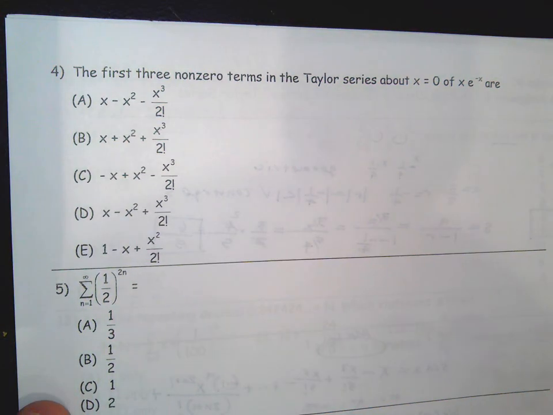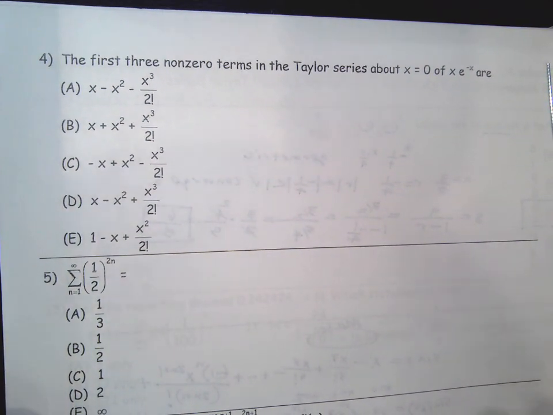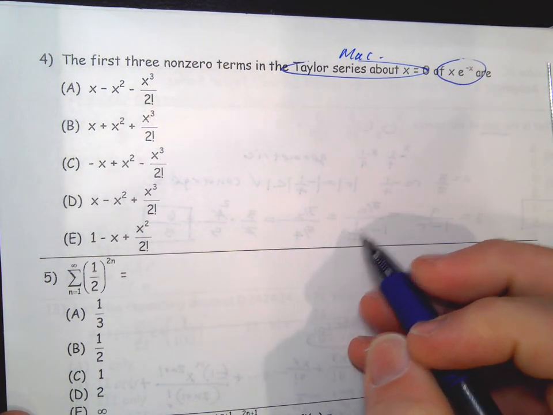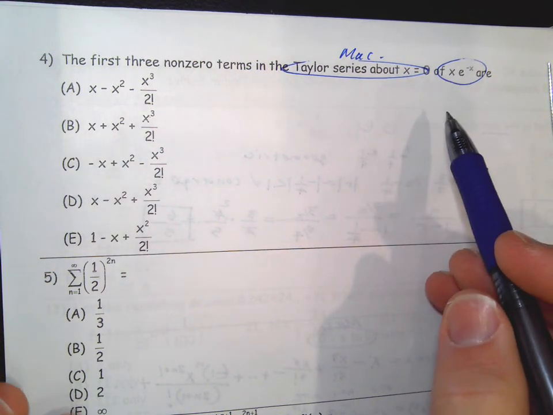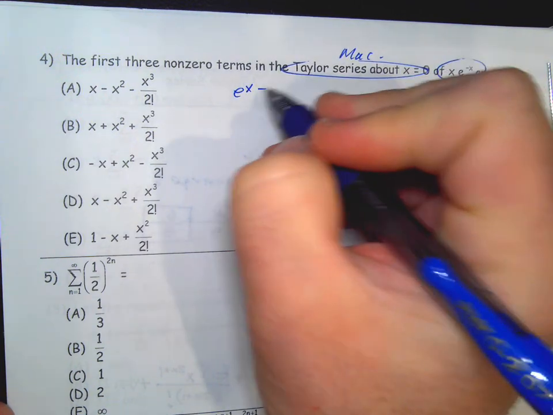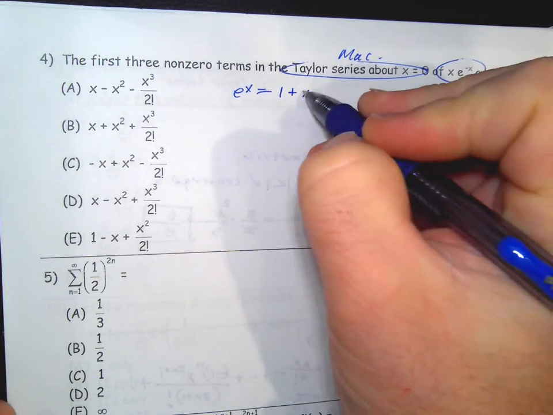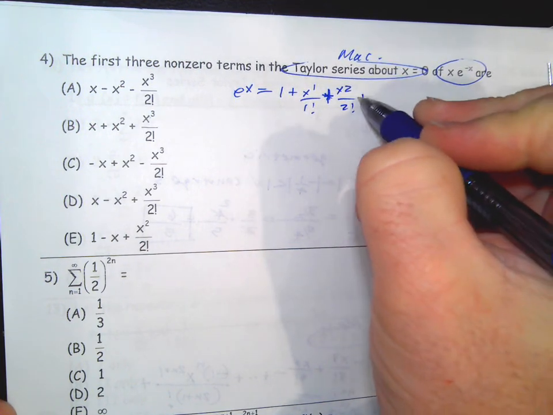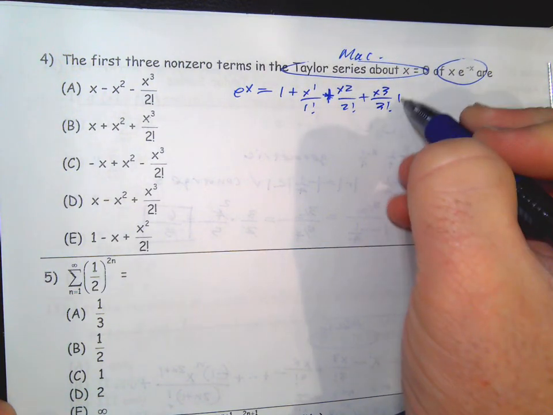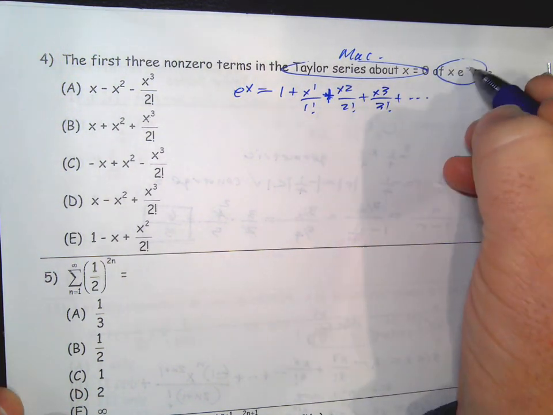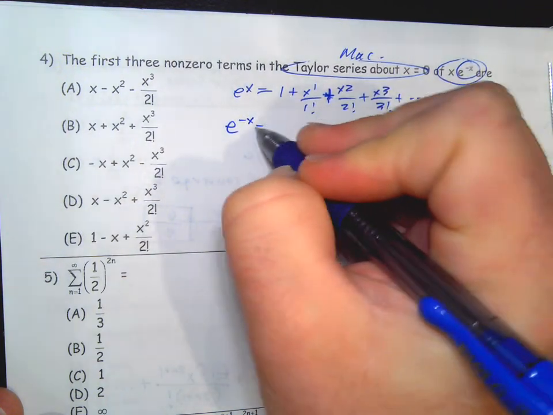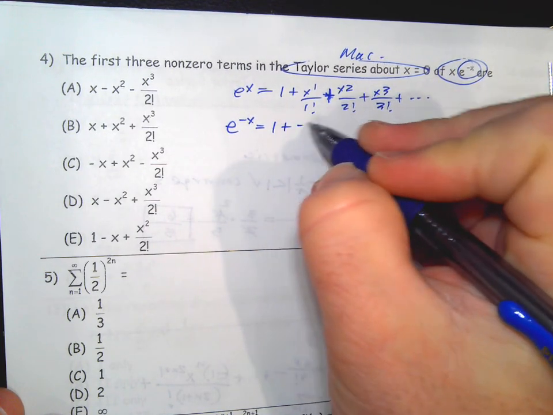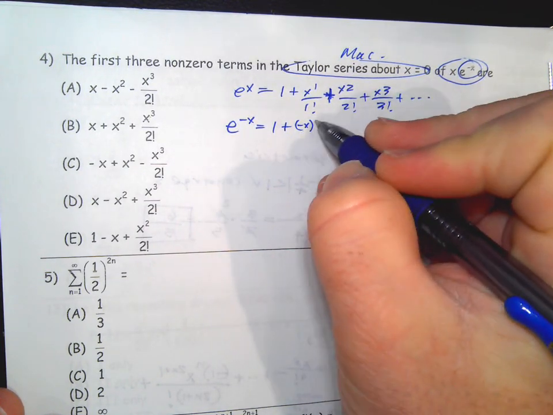So this one says the first 3 non-zero terms in the Taylor series about x equals 0, which is the Maclaurin series, for this function. Now, you could do it the long way and build the Taylor series, okay? But we know e to the x, so we have that one memorized. It's 1 plus x to the first over 1 factorial plus x squared over 2 factorial plus x cubed over 3 factorial, and on and on and on, right? So e to the negative x, we would just plug a negative in. And this is a Maclaurin series, so this only applies because this one's centered about 0. You plug a negative in everywhere you see an x.